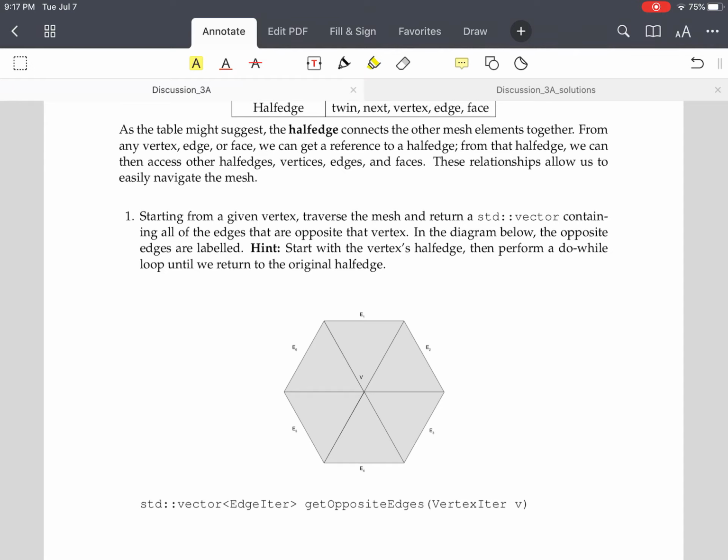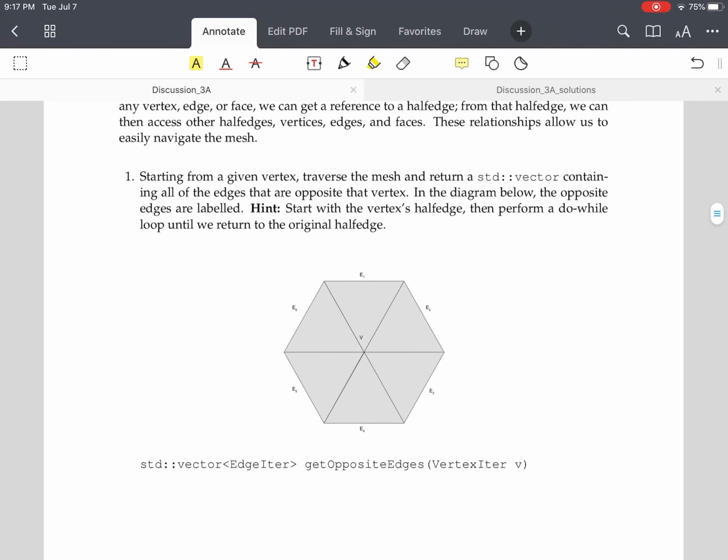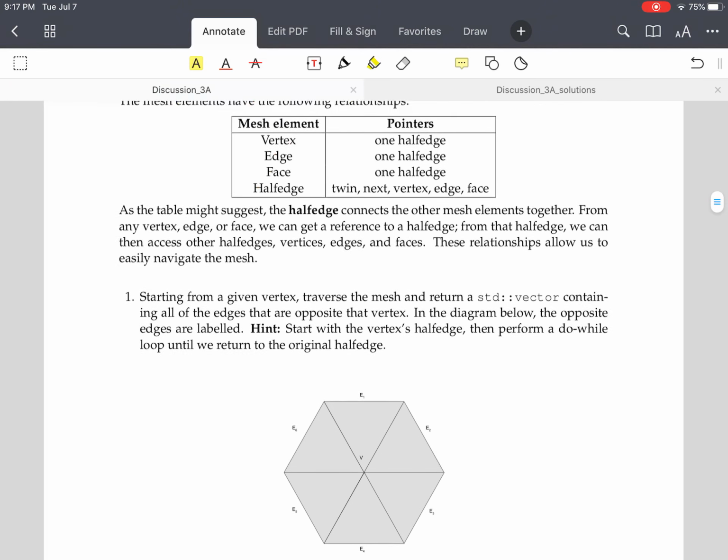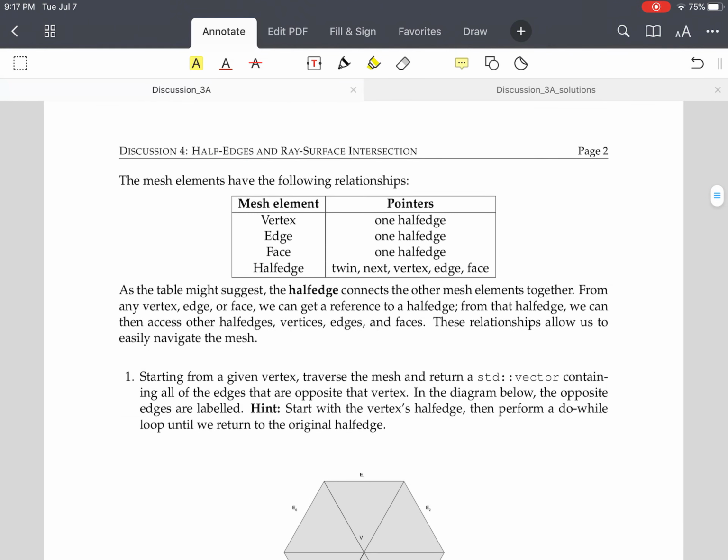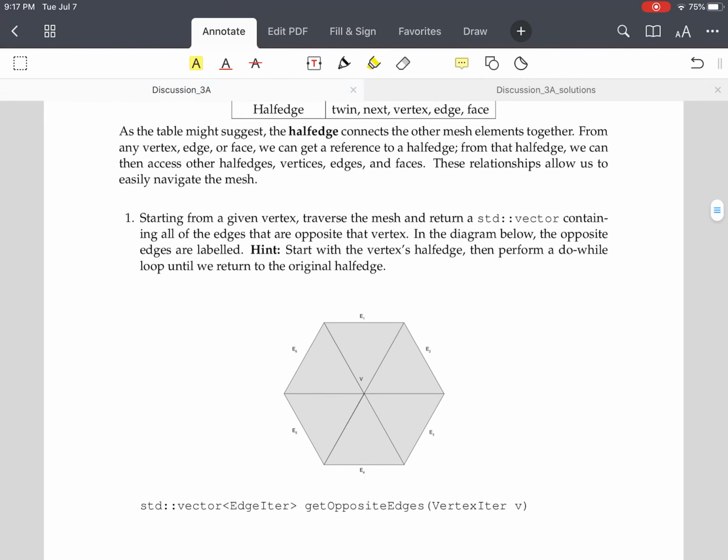Looking at this diagram, we have vertex V in the middle, and the opposite edges are all labeled, E1 through E6 around. One thing we learned up here is that a vertex has only a pointer to one half edge, right? But looking at this diagram, you'll notice that there are many half edges. So which one is the one?